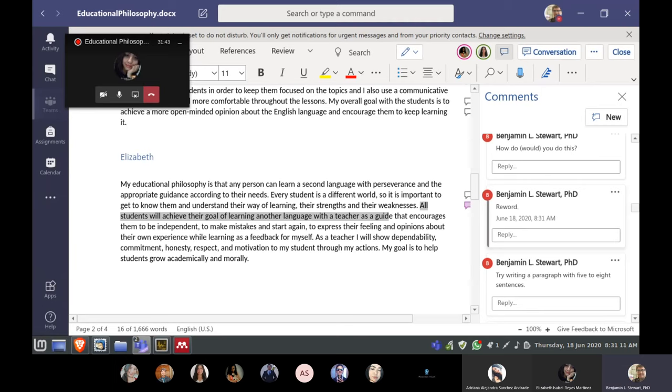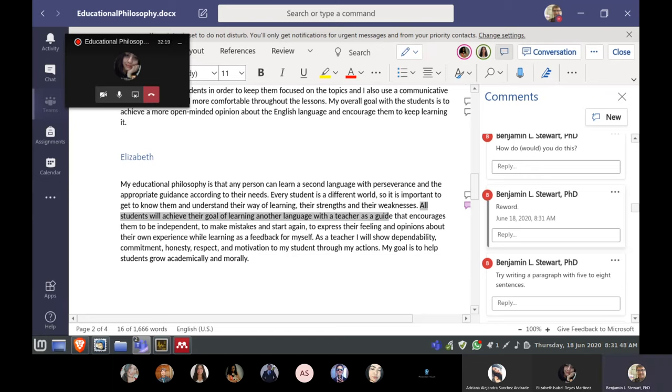Let's see, maybe, as a teacher, I will show. And about using the future tense, I would use the present tense, because the future tense insinuates that you're not doing it now, kind of, even though I know that's not what you mean. But I think it would have a stronger, more assertive, and better effect if you keep it in the present tense, because now you're saying this is a characteristic that I have currently. It's not something I'm going to do in the future.